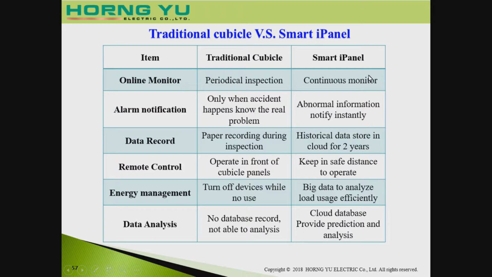Our iPanel already improves all of this, with continuous monitoring and abnormal information, and the data storage can be up to 2 years. You can operate from a safe distance, and also do big data analysis, so that you can use energy more efficiently. The data analysis also provides prediction and analysis through the charts, drawings, and graph reports it displays.